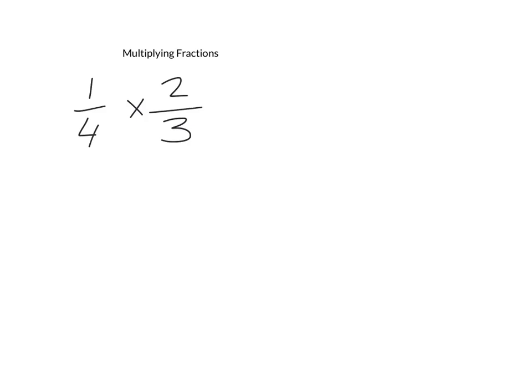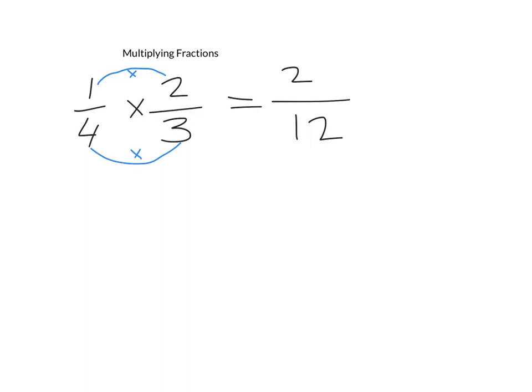Good. So we have to pair up the numerators, and they're going to get multiplied together. We pair up the denominators; they're going to get multiplied together. So what we've got is 1 times 2, 2, and 4 times 3, 12. We have just done fraction multiplication, and our work here is done.